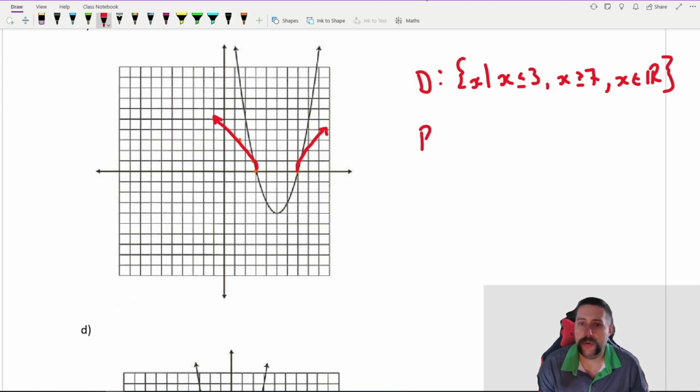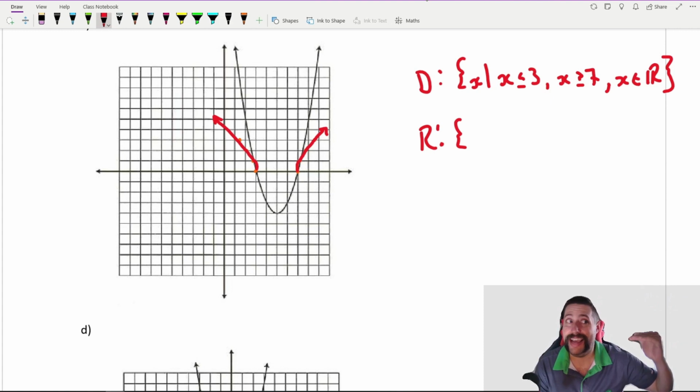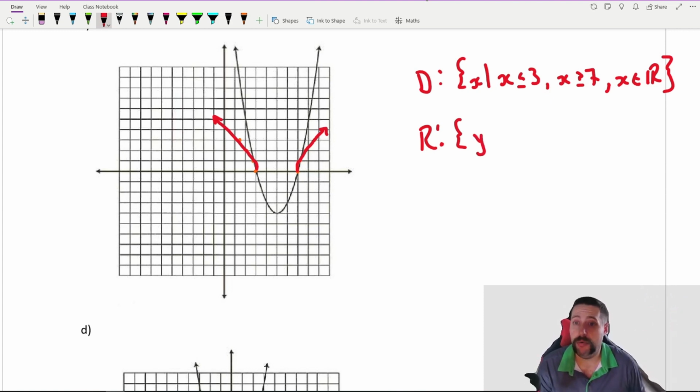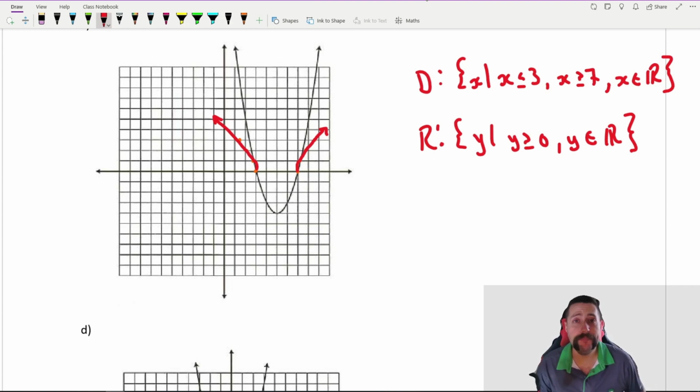For a range, it's a lot simpler because we're only dealing with our y values, and it looks like it starts at 0 and then carries on. So y such that y is going to be greater than or equal to 0, provided that y is an element of all real numbers. Okay, so there you go. For this particular example, the domain can be a bit tricky, but that's how you would write your domain and range for this particular example.